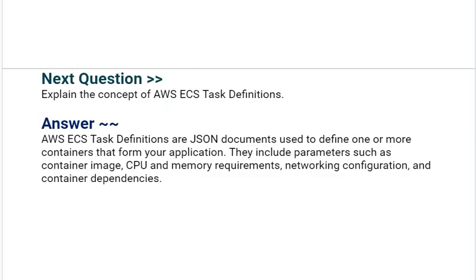Our interview question based on Certified Developer Associate is: explain the concept of AWS ECS task definitions. Your answer should be AWS ECS task definitions are JSON documents used to define one or more containers that form your application. They include parameters such as container image, CPU and memory requirements, networking configurations, and container dependencies.